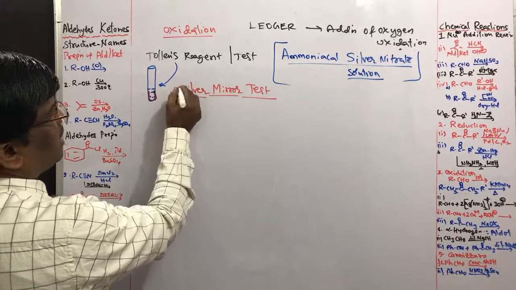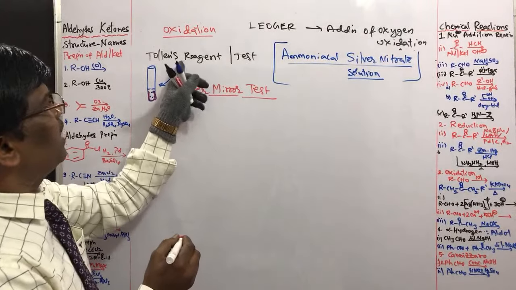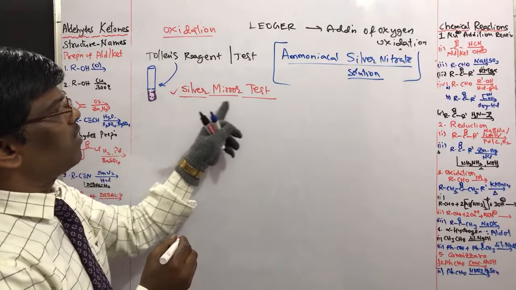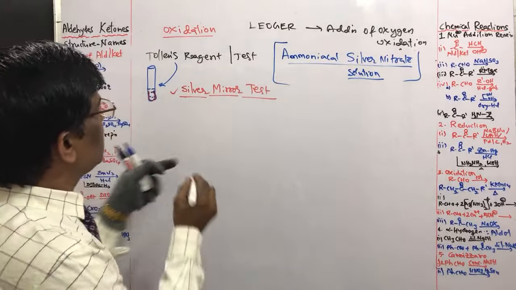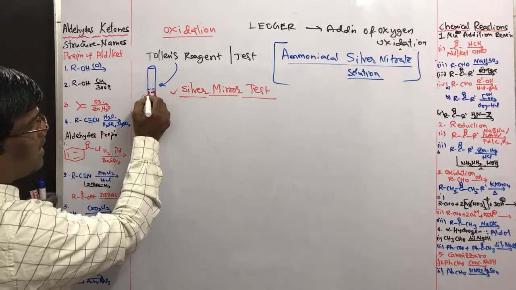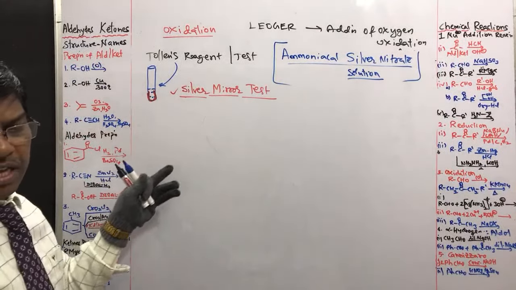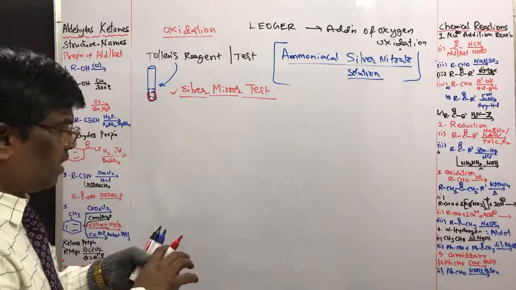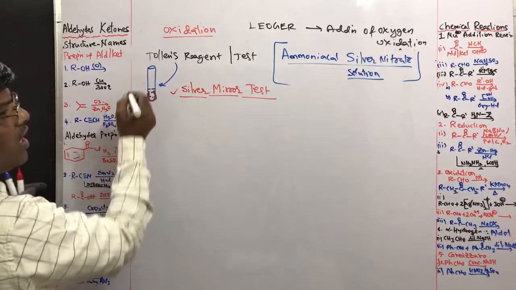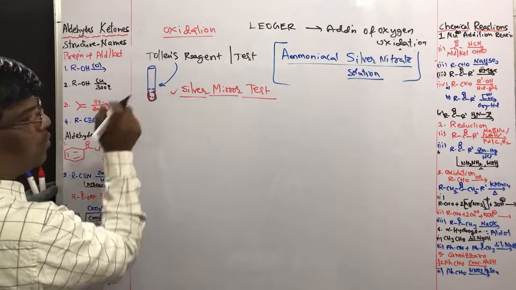Silver mirror test. The Tollens reagent is going to give the silver mirror test, where this silver is going to be formed as a layer on the test tube. It is going to give a bright silver color. So what is the equation? What is going to happen in the test tube?